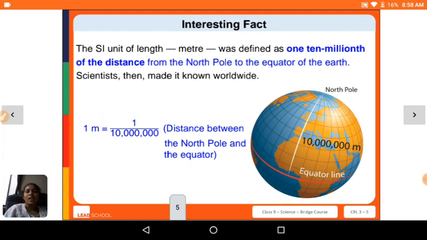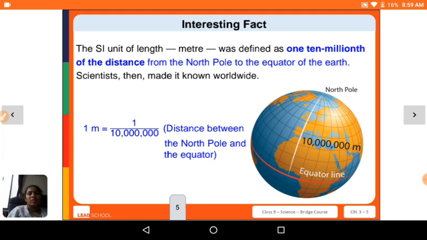Interesting fact: the SI unit of length, meter, was defined as one ten-millionth of the distance from the North Pole to the equator of the Earth. Scientists then made it worldwide. 1 meter is equal to 1 upon how many? 1 crore. Here is the Earth, and from the North Pole to the equator line the distance is 10 million meters. That short distance is 1 meter.